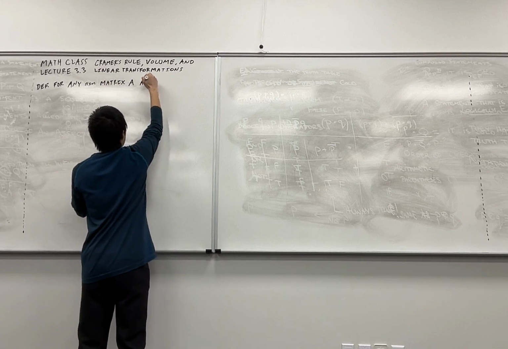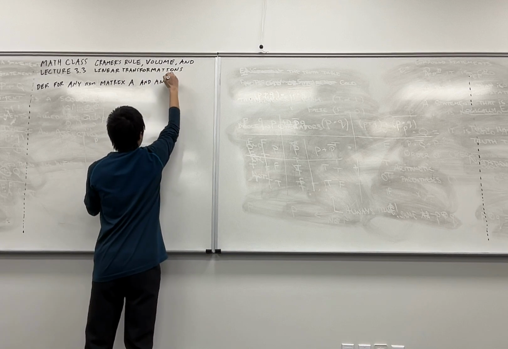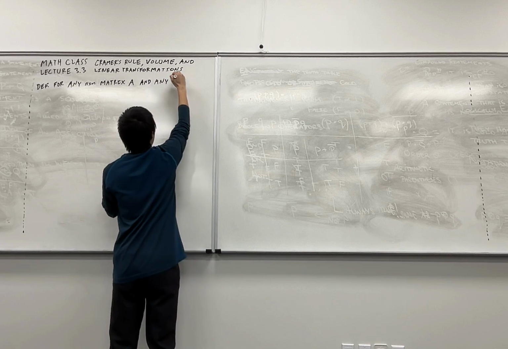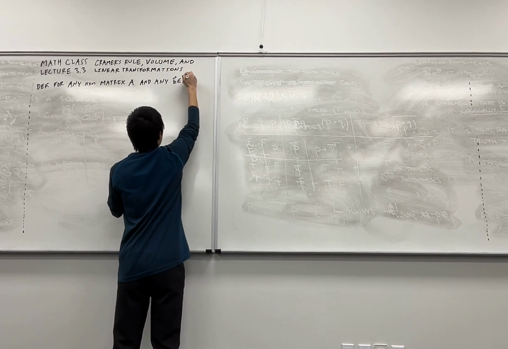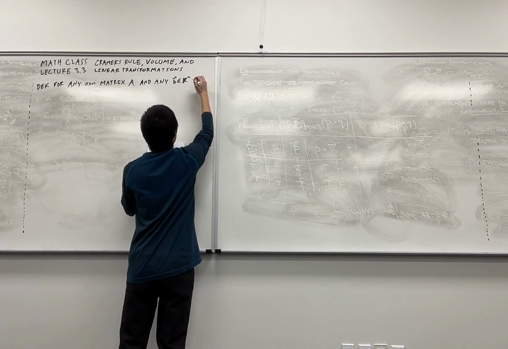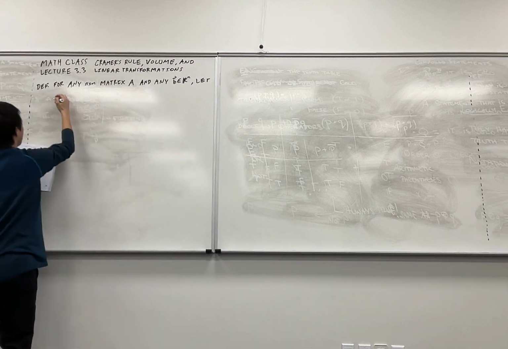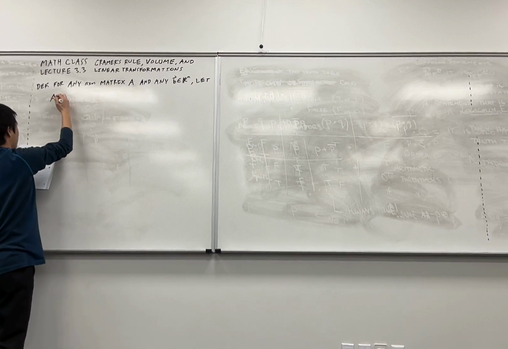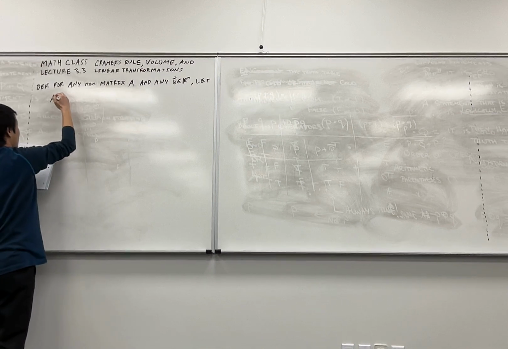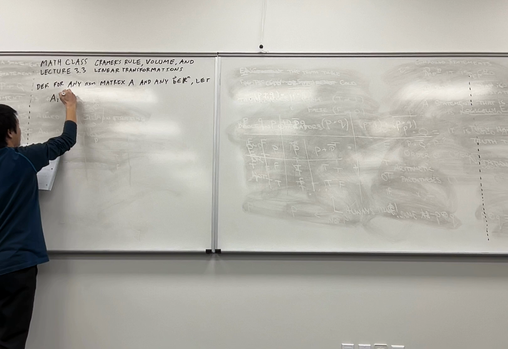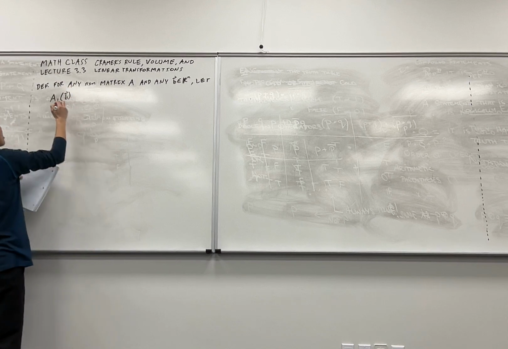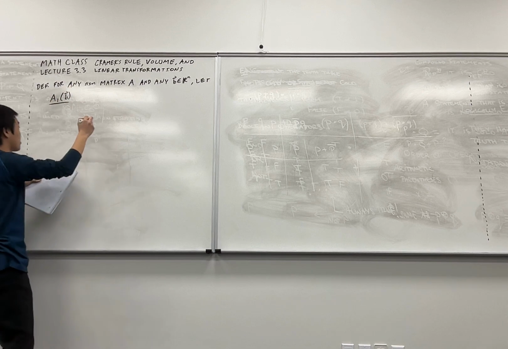So let's define some stuff for any n by n matrix, and let's call it A, like we usually do, and any vector B, which has n entries. We're going to let, and this notation is going to be used a lot, so take note of this, A sub i, and then in parentheses, the vector B. Okay, so A sub i of B. That's what we're defining here.